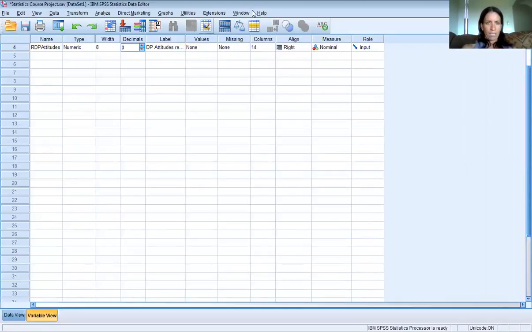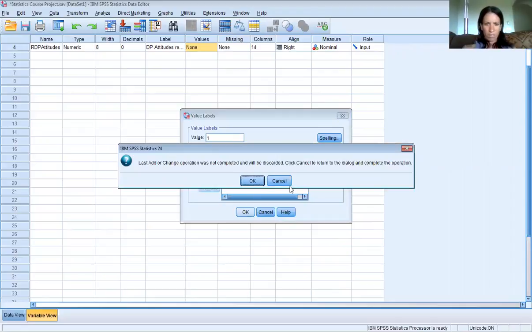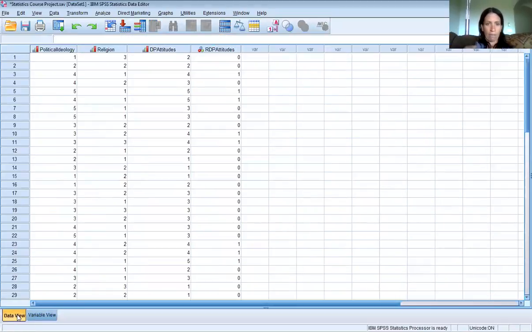It's numeric 8. The values, actually it just added the codebook, so if you wanted to, you could do 0. The label is people who do not explicitly support capital punishment. 1, people who explicitly support capital punishment. Okay. I'm not sure why it's doing that. It's fine. Okay. It is a nominal measure, and that's all fine. Okay, so you can now have an updated codebook.